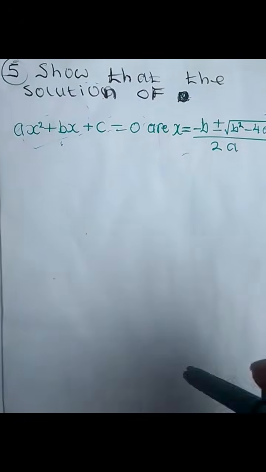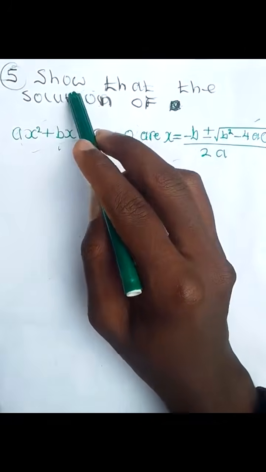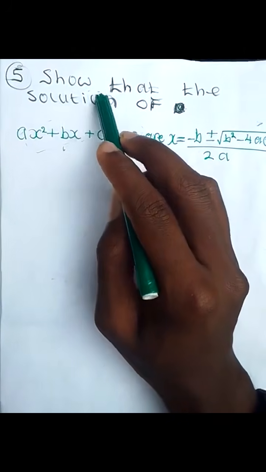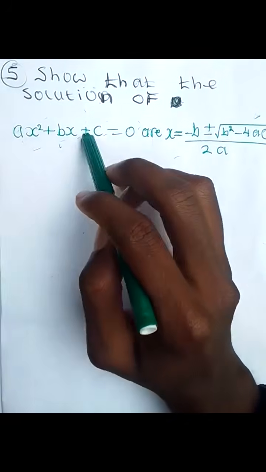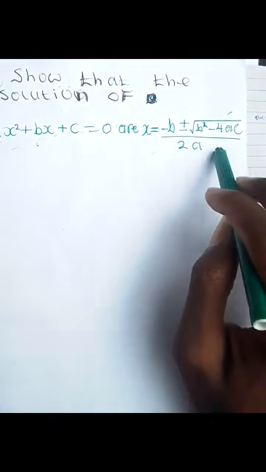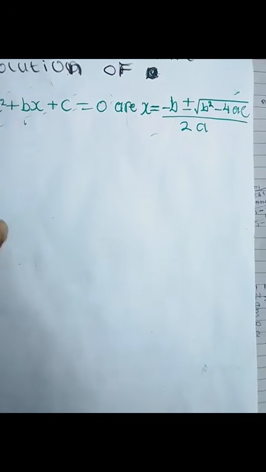And you should know that this. Alright, so let's solve this one. So the question is saying that show that the solution of this one is equal to this. So this one is why they want you to derive the quadratic formula. I mean, this is a question whereby they want you to show how this formula was obtained. Yes, you have to show the steps.